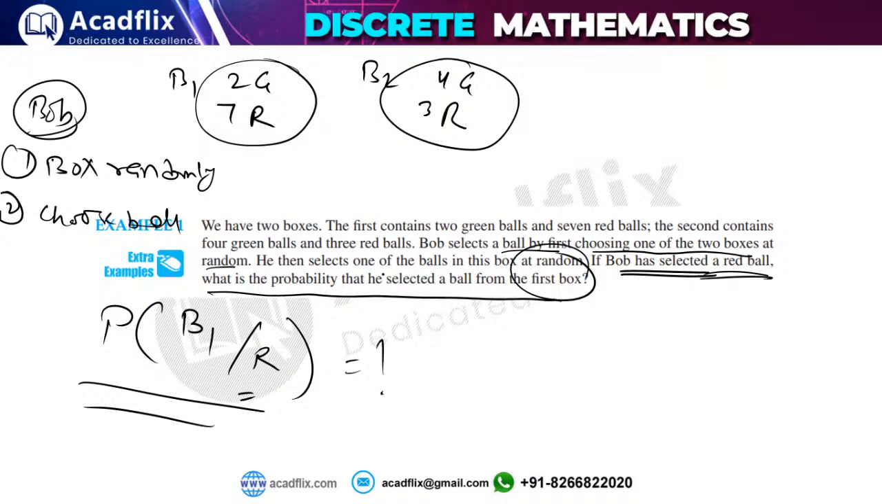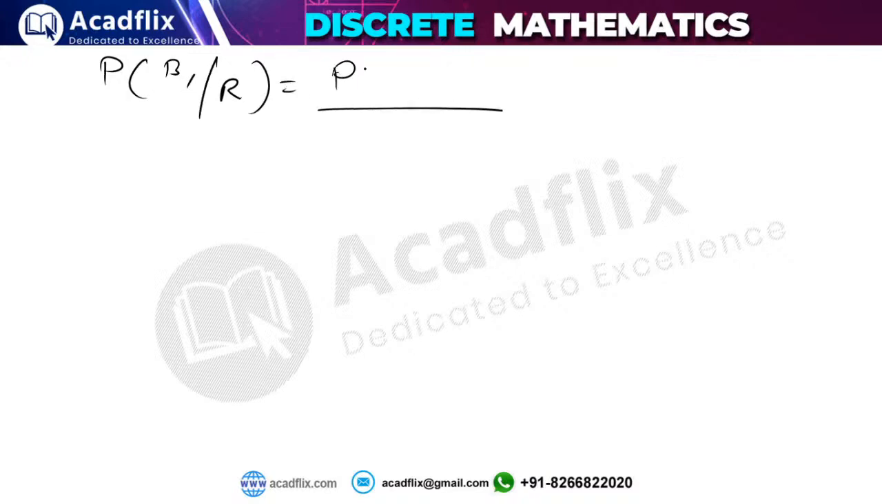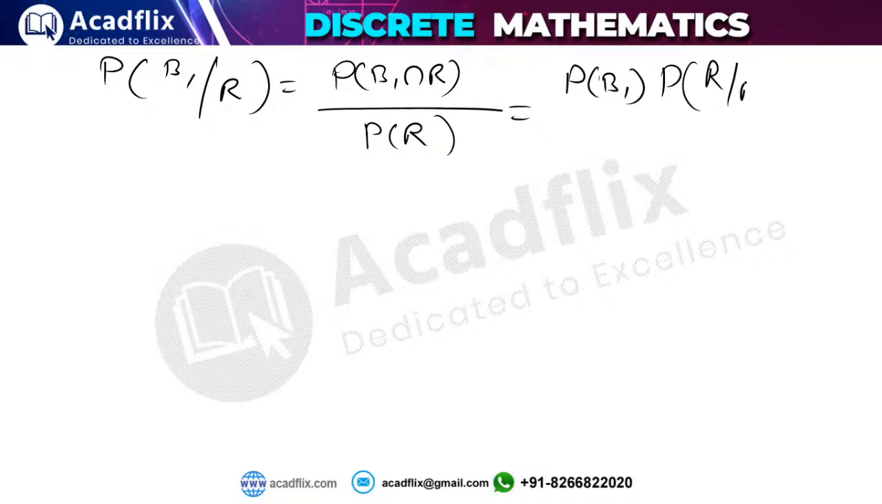Let's see this question. Again we can apply the formula very easily. Probability of B1 given R, what will it be? It will be probability of B1 intersection R divided by probability of R. What is probability of B1 intersection R? That will be probability of B1 multiplied by probability of R given B1.